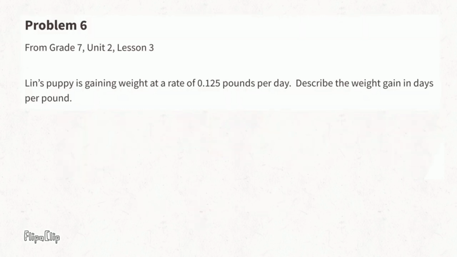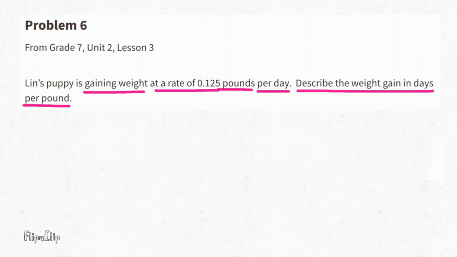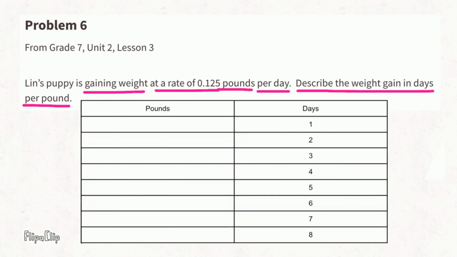Problem number 6 from grade 7, unit 2, lesson 3. Lynn's puppy is gaining weight at a rate of 0.125 pounds per day. Describe the weight gain in days per pound. I've decided to illustrate this in a chart. On the right-hand side, I have the days, numbered 1 through 8. On the left-hand side, I have the amount of pounds increasing by 0.125 pounds per day.